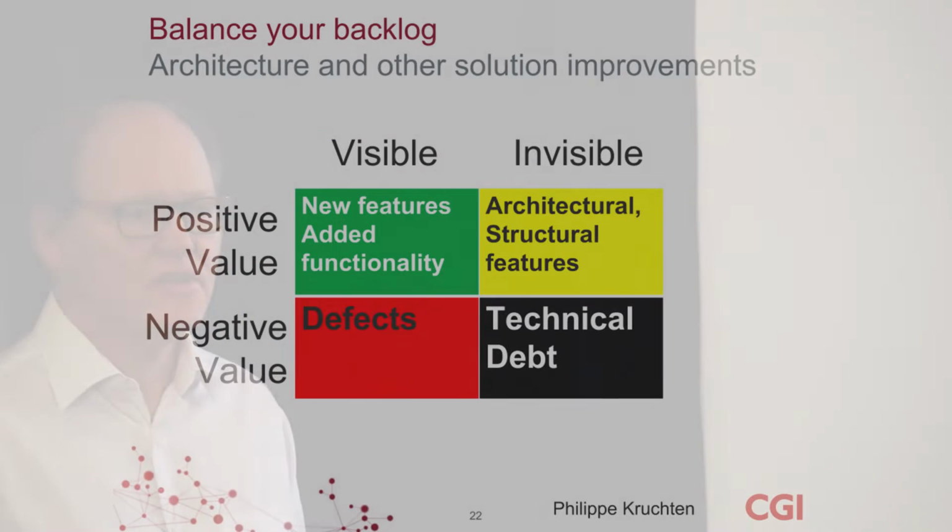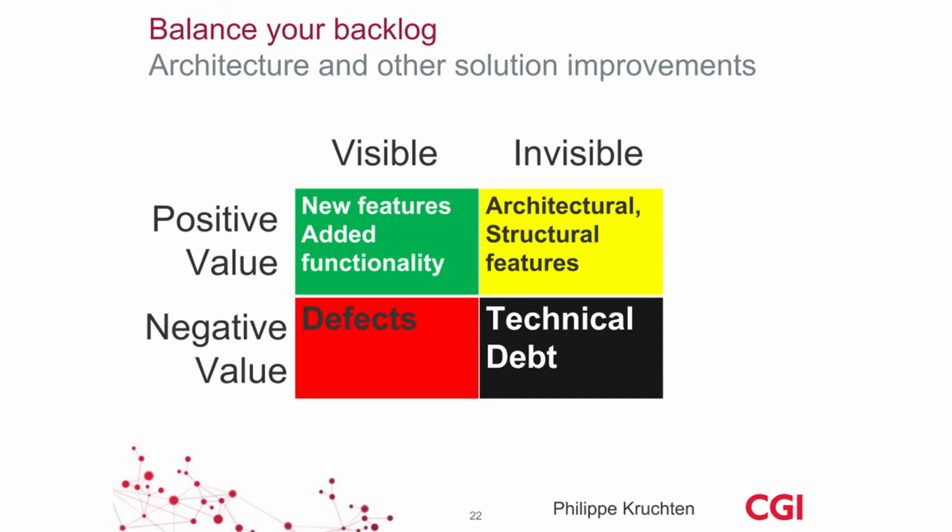What Philippe says is you can divide up your backlog items in two ways. One is between visible and invisible stories. So the visible stories are things that are visible to the end user. The invisible stories have no direct effect on the end user, but only indirectly, because they affect the visible stories, right? The visible stories can be dependent on the invisible stories.